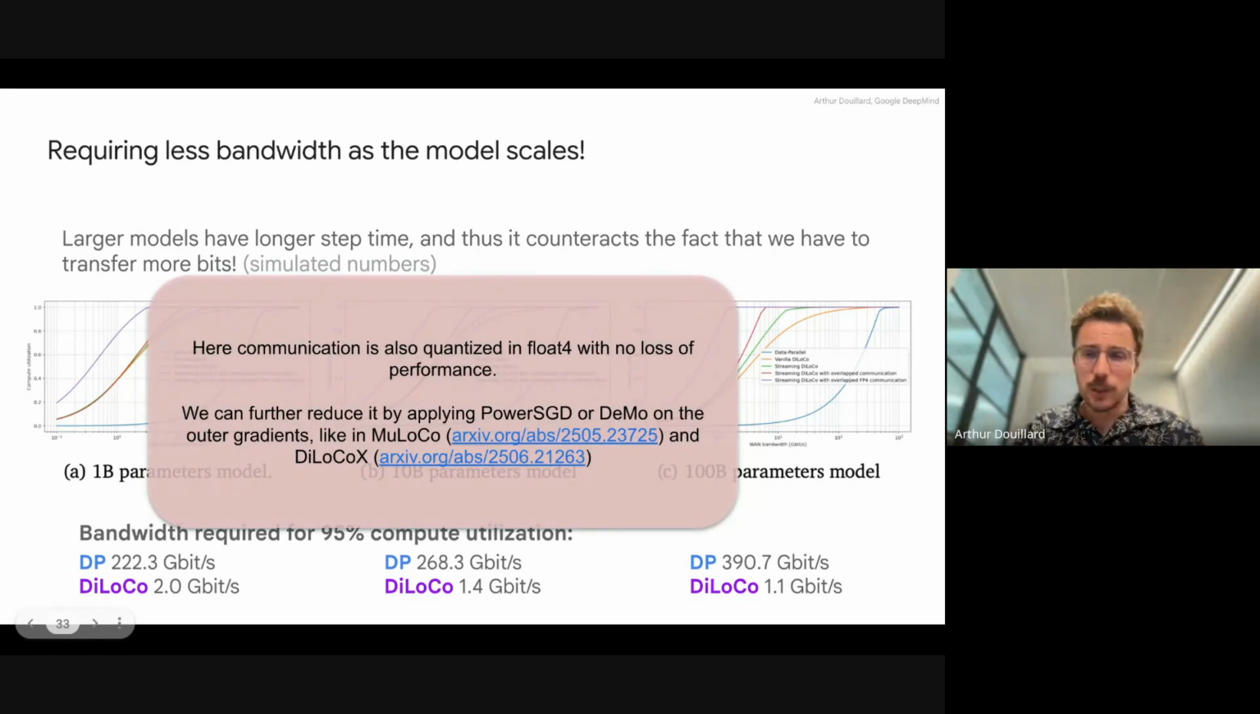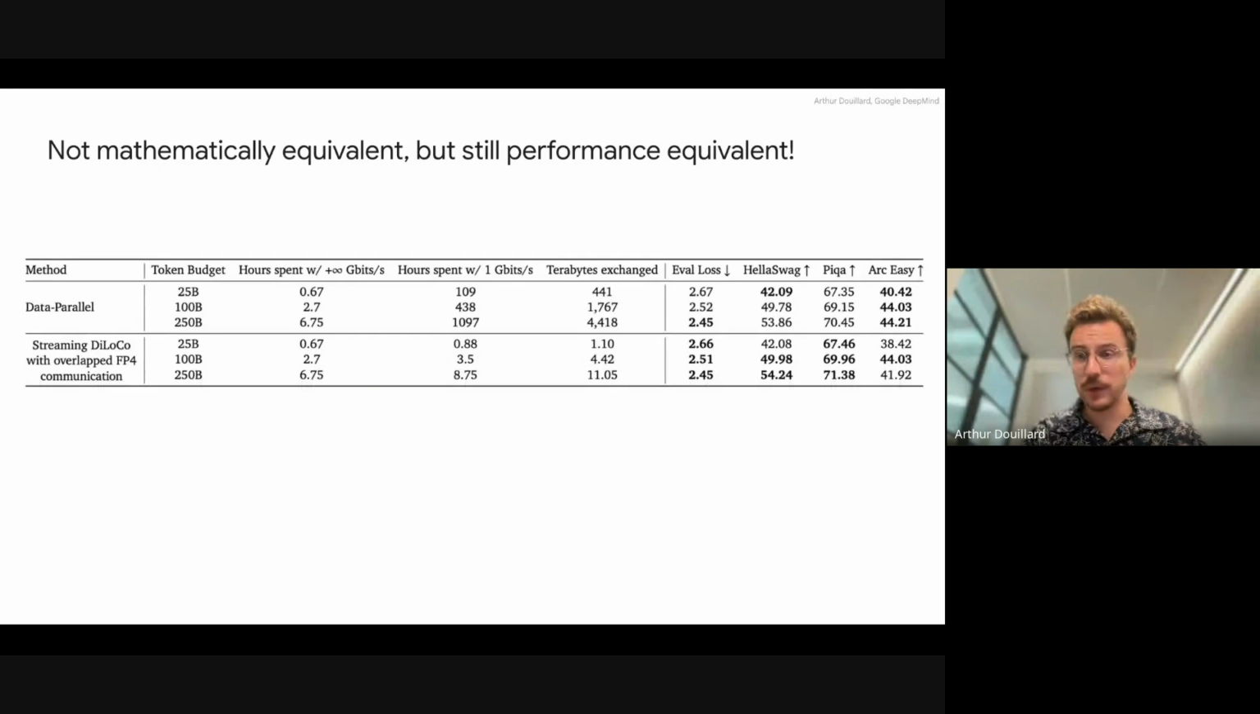In this example, the outer gradients were only for a single layer, so streaming and overlap, and also quantized to float 4, and we found in practice there was no loss of performance. But you can further reduce that communication. For example, MuLoCo and DiLoCo X, two recent papers made by not my group, apply, for example, PowerSGD or DeMo, the compression methods we saw work well for data parallel. You can also apply them on the outer gradients in streaming DiLoCo, so you can further reduce that communication.